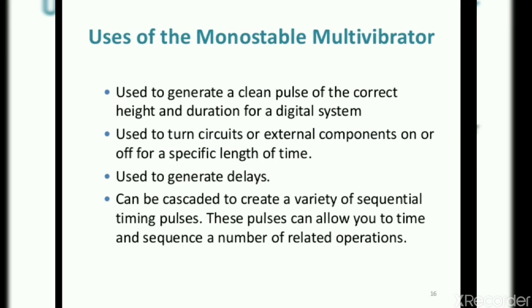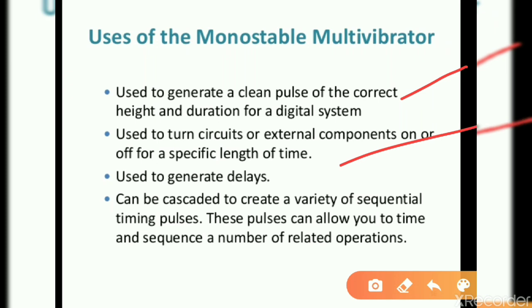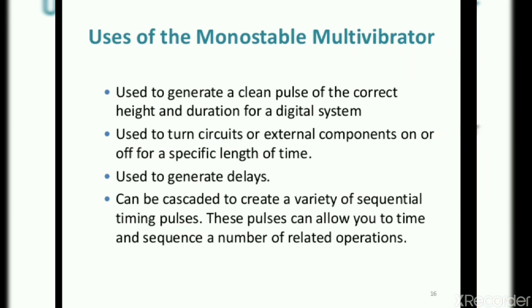So where is this monostable multivibrator used? First, it is used to generate pulses of correct height and duration for a digital system. In various digital applications, it is used to generate pulses of specific durations, and also to turn circuits or external components on or off for a specific length of time. Next, it can be cascaded to create a variety of sequential timing pulses. These pulses allow you to time sequence a number of related operations.